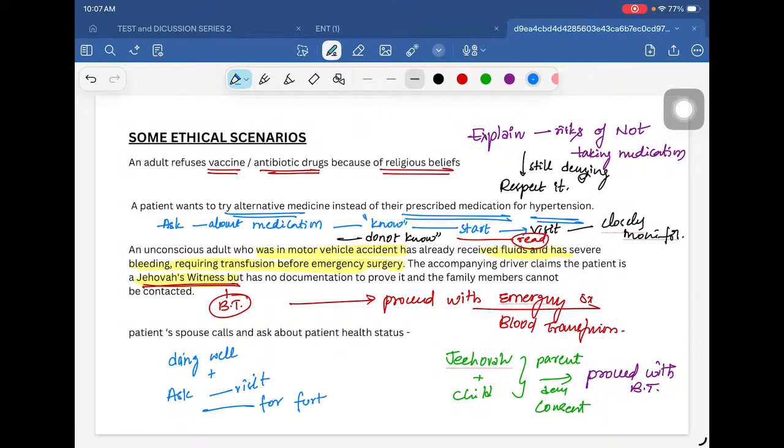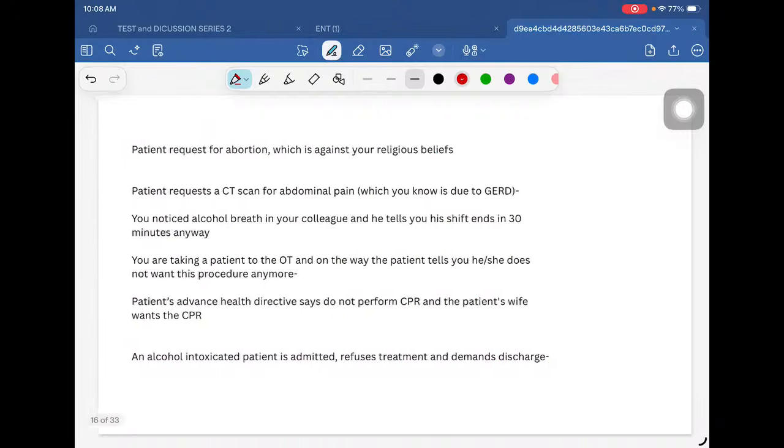Very importantly, you don't disclose the disease or treatment, anything, to the patient's spouse or any family member or friend. You only discuss it with the patient because of confidentiality. All right, so that is about the patient confidentiality.